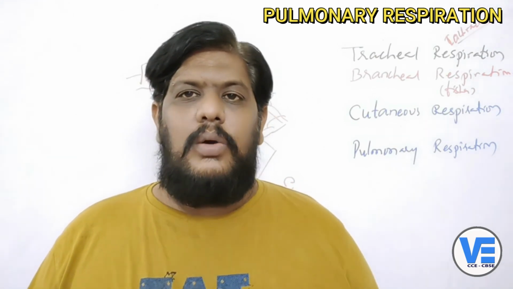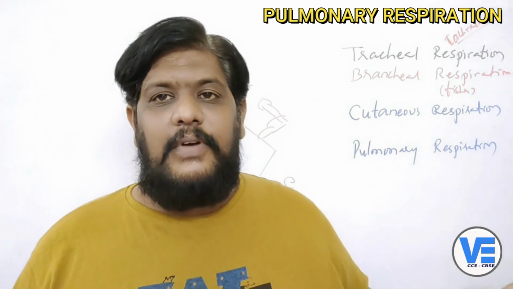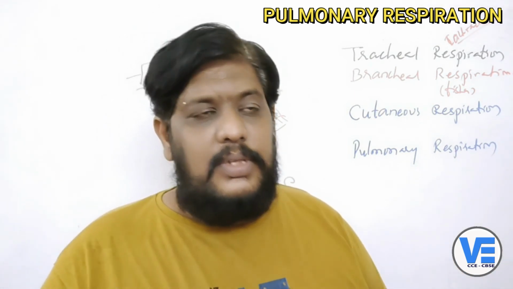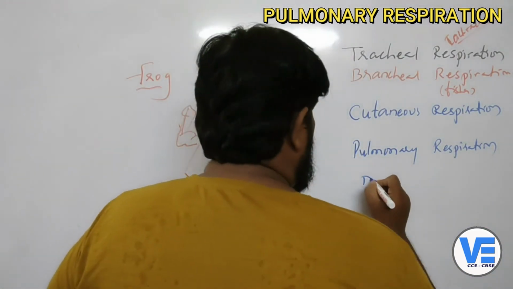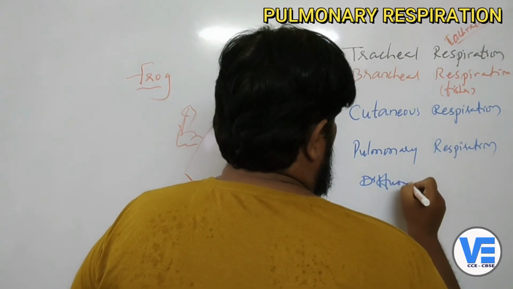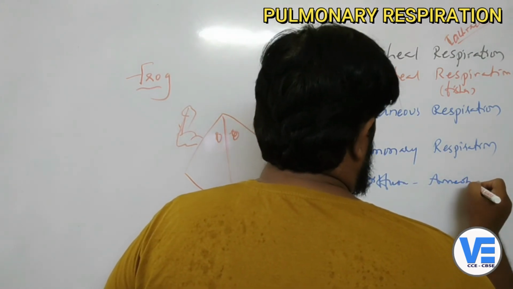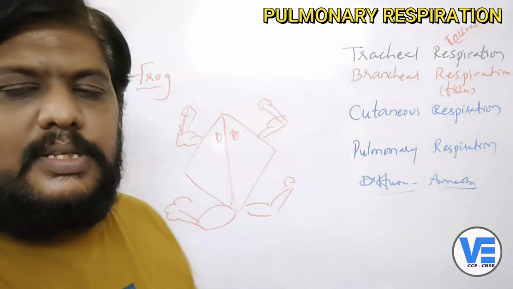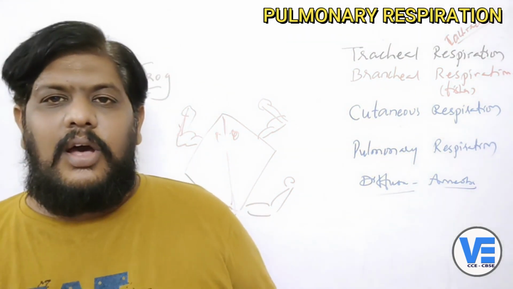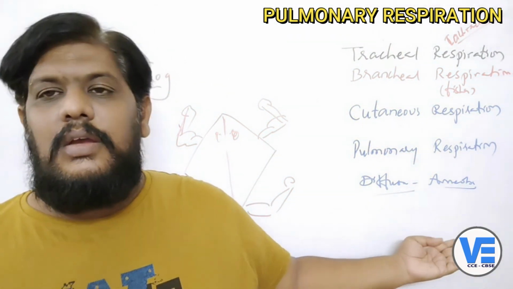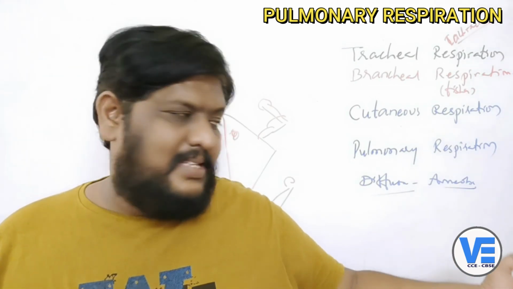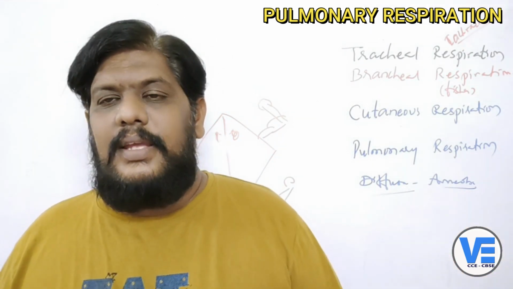And that is how we come to the end of the different forms of respiration here. One more thing we can include here: diffusion, that is amoeba. In the lower animals, especially in the unicellular organisms, diffusion is the process which takes place for the exchange of gases, and the example you can take is the amoeba.